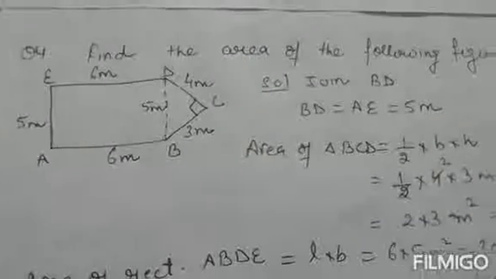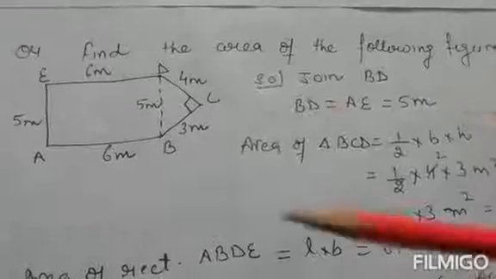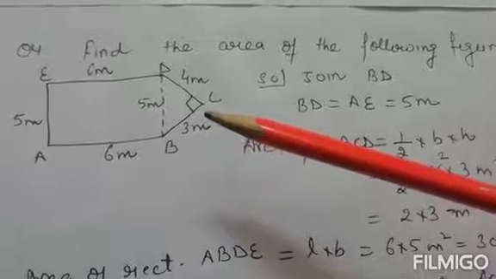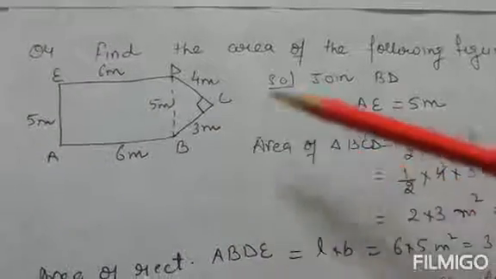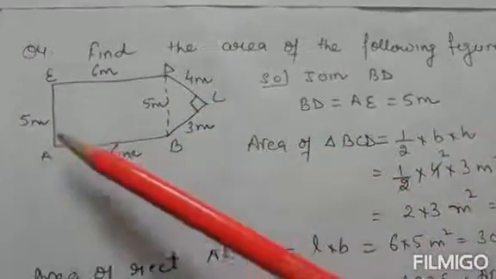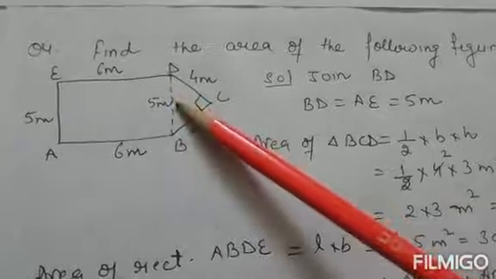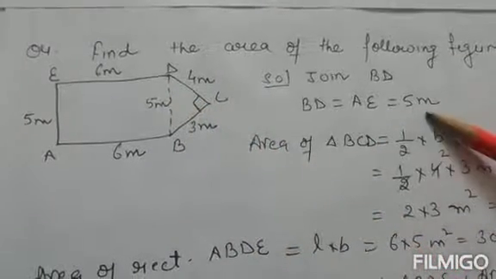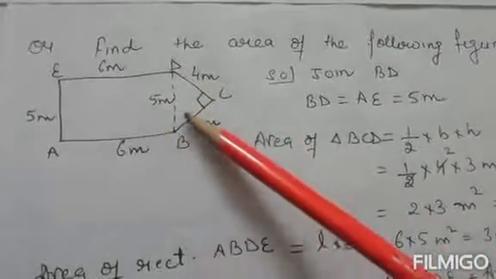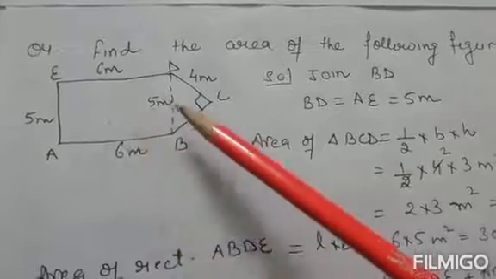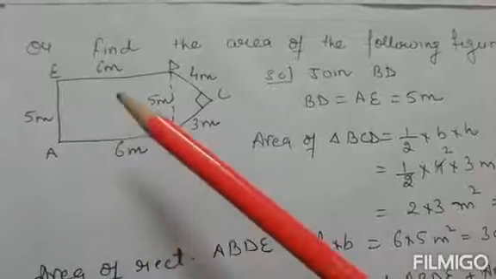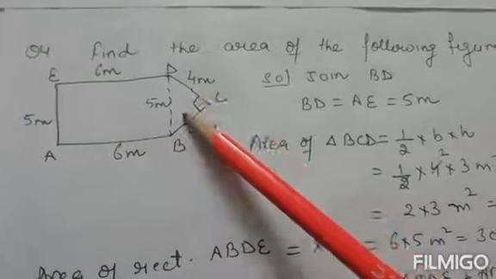Next question. Find the area of the following figure. Here is a figure given to you and dotted line was not given in the question. So I have drawn this dotted line, join BD. The moment you will join BD, the BD will be equal to AE as you can see it by figure. So BD equals to 5 meter as well. And the moment you join BD, you will get two figures in this. One is rectangle and one is triangle. So area of this complete figure is sum of area of rectangle and triangle.